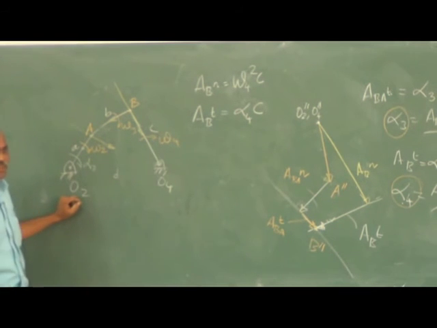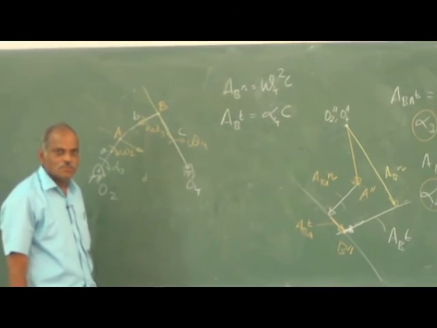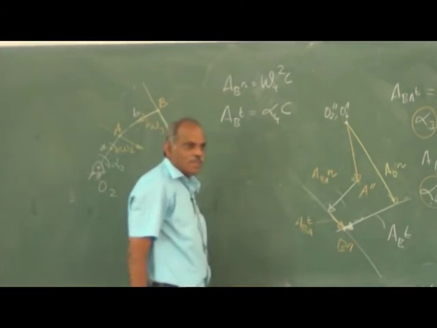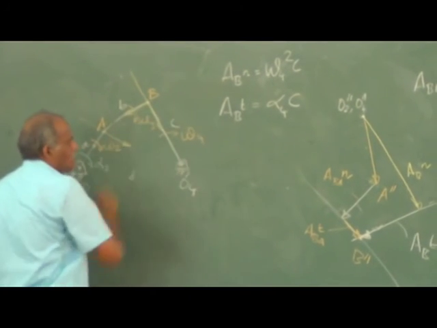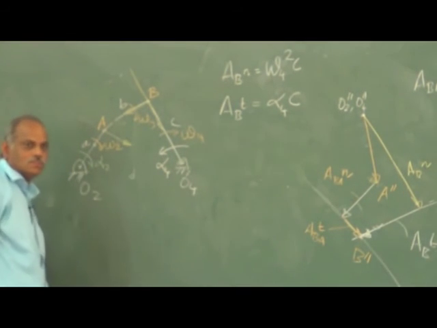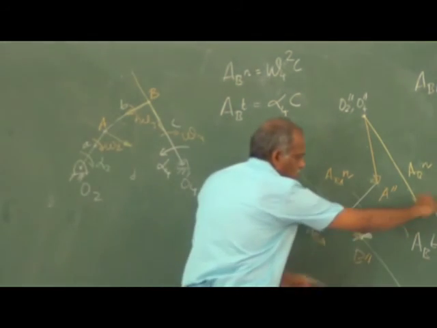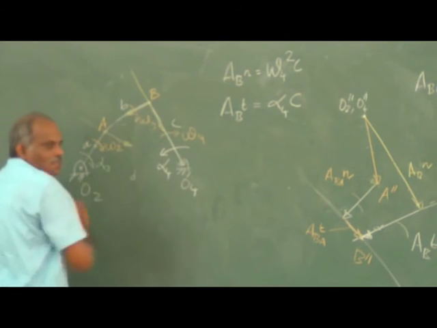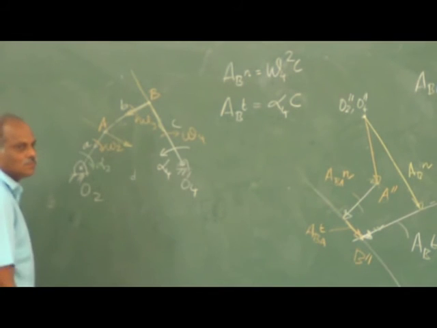Now what about the direction of alpha 3 and alpha 4? Now you see that this is the tangential component of B. This is my direction of B tangential. So my alpha 4 will be like this, because you see this is the vector, this is the direction. I take it here, that will be the direction of the tangential component. So alpha 4 will be in that direction.